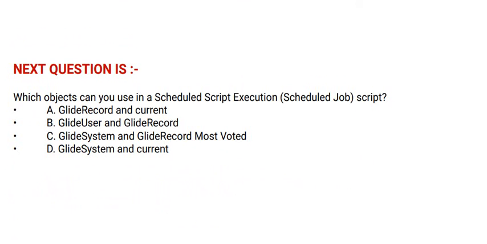Next question is, which object can you use in a scheduled script execution script? Option A, GlideRecord and current. Option B, GlideUser and GlideRecord. Option C, GlideSystem and GlideRecord. And option D, GlideSystem and current. And the correct answer is option C.